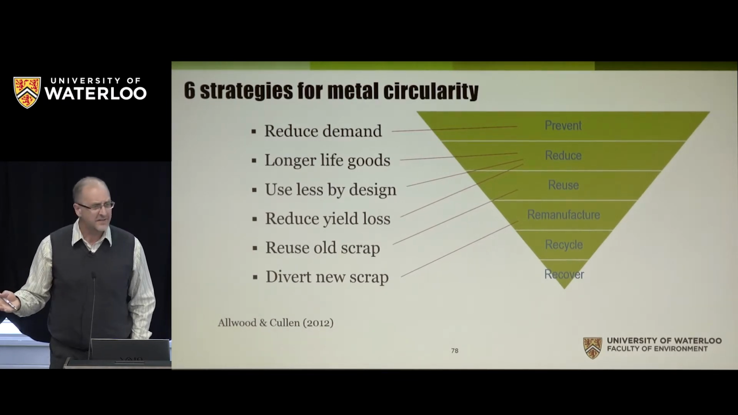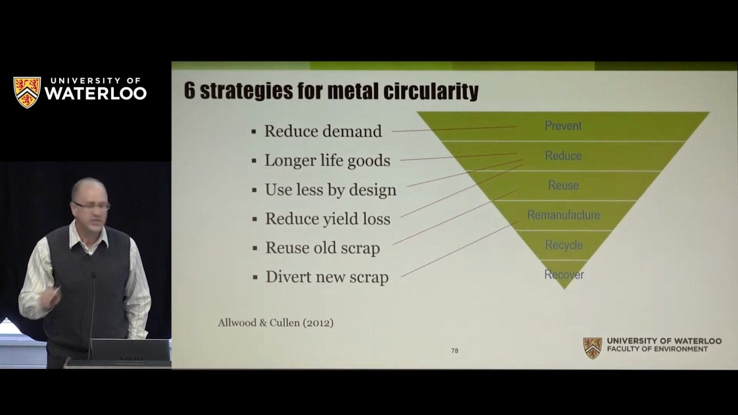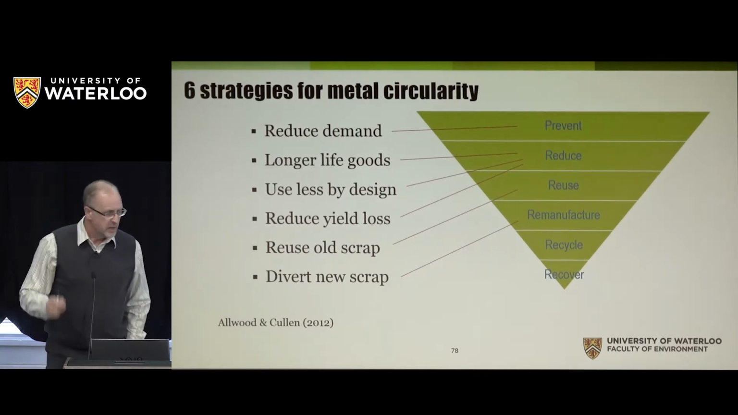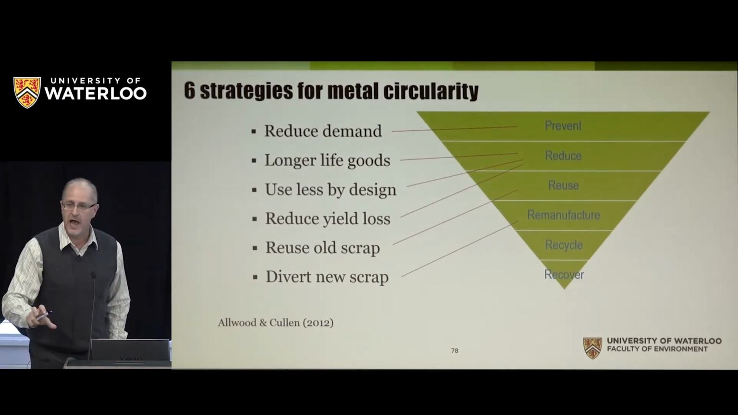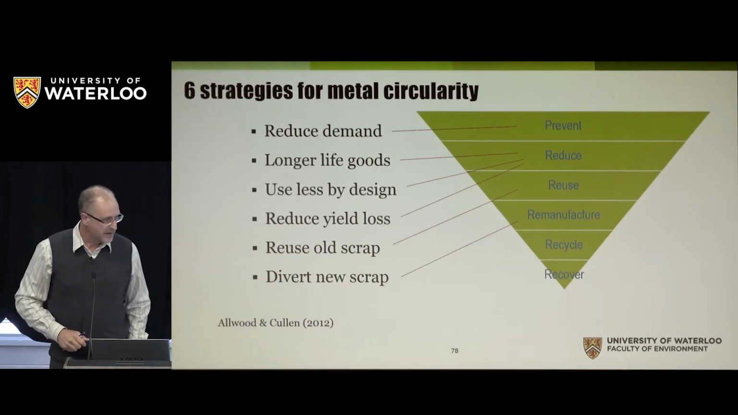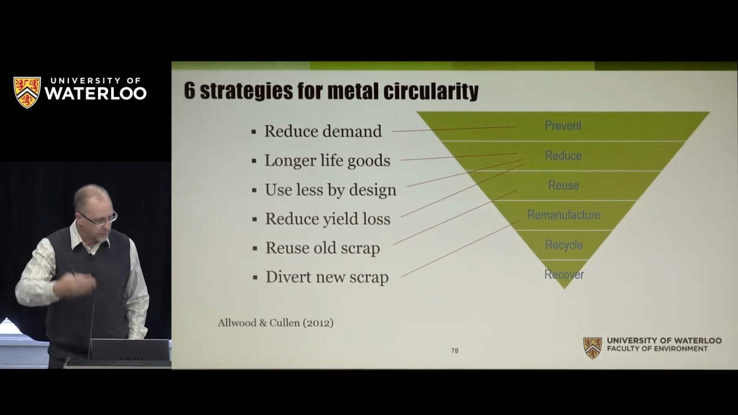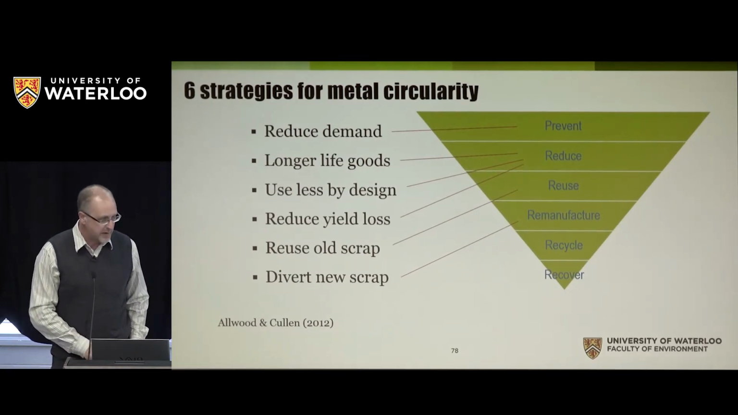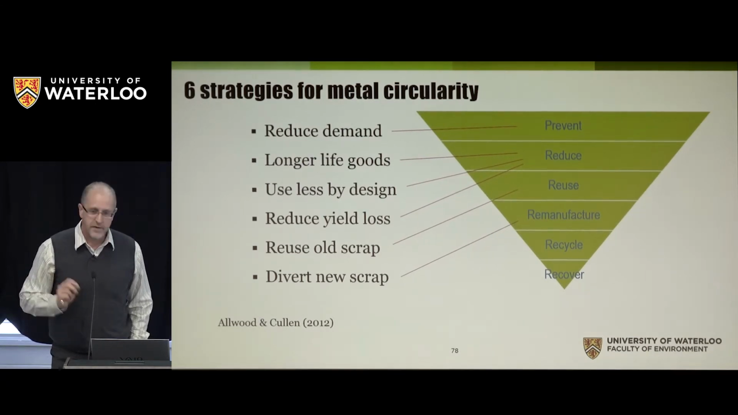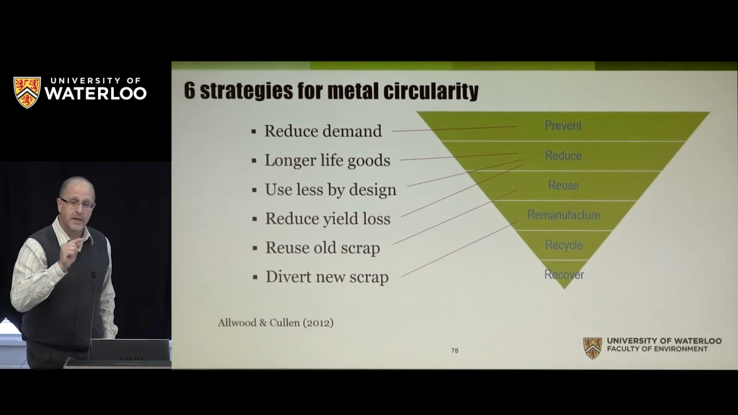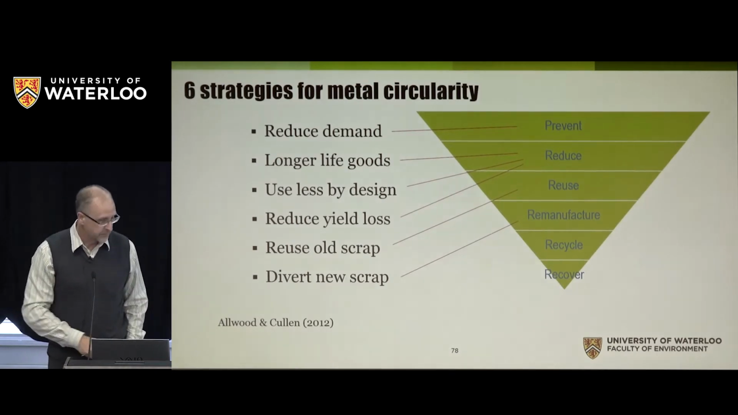We over-design stuff. We're fixated with this bloody concept of risk and safety. We put way too much material into so much of what we do. Yield losses, scrap recovery: we can actually reuse materials without recycling them. They have a great chapter on how you could do that, going back into more engineering solutions about diverting scrap. They have a great book, Allwood and Cullen, called Sustainable Materials, a beautiful and very practical book, and they quantify the benefits of each of these strategies.